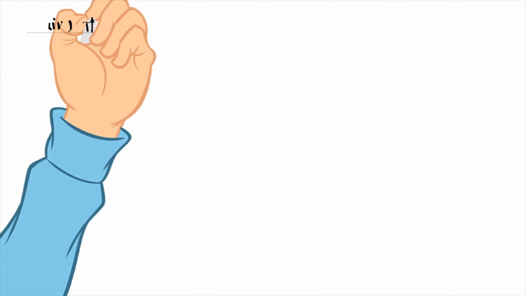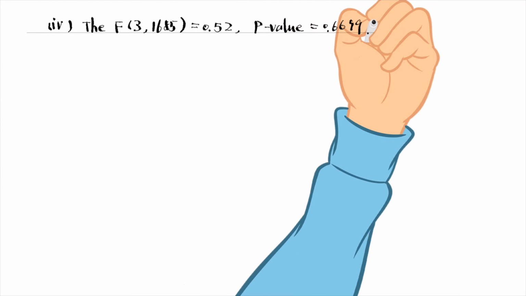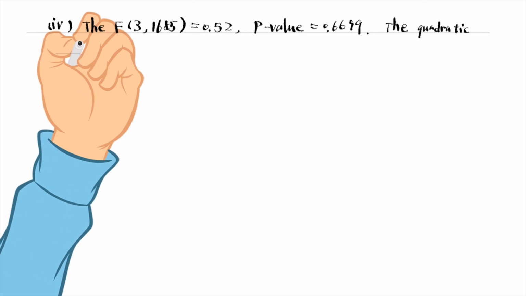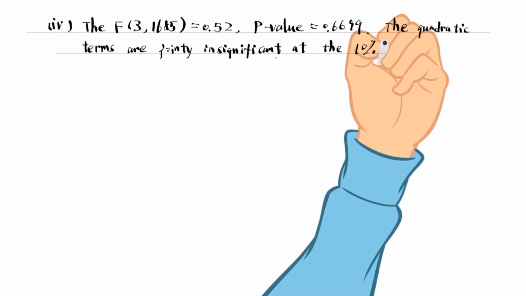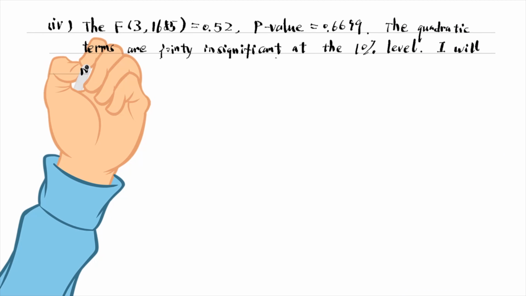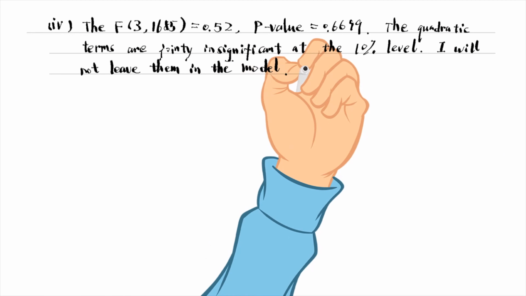In Part 4, we add the quadratics of all explanatory variables to the model and do the F-test for the joint significance. The p-value is 0.6699, meaning that they are jointly insignificant at the 10% level. I will not leave the quadratic terms in the model.